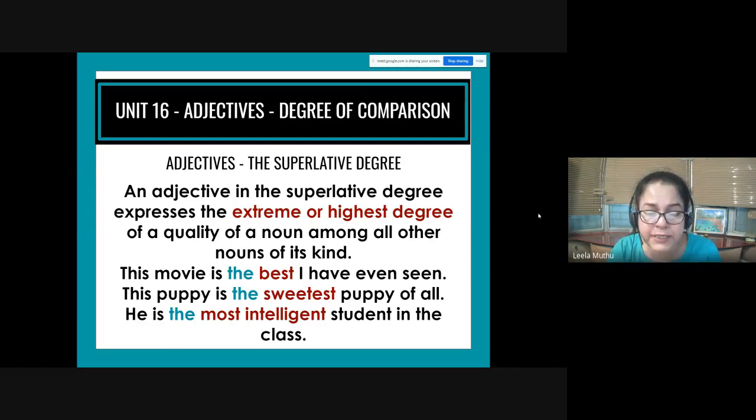All right. For example, this movie is the best I have ever seen, which means you've seen so many movies, but this movie is the best. All right? This puppy is the sweetest puppy of all. There are so many puppies. I'm surrounded by yapping, cute puppies. But this puppy is the sweetest puppy of all. All right? He is the most intelligent student in the class, which means there are lots of students in the class, but he is definitely the most intelligent of all the students in the class.